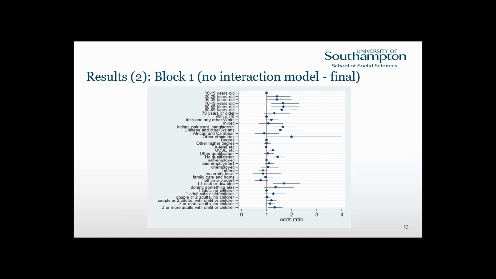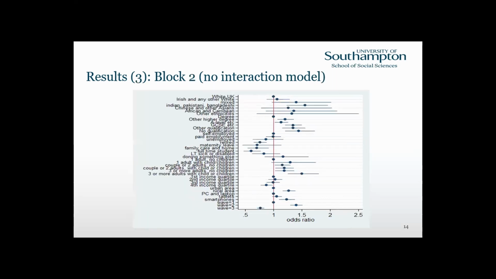Those who are of Indian, Pakistani, and Bangladeshi ethnic backgrounds have higher likelihood of straight lining than those of white ethnicity. Those who have no qualifications or only have GCSEs have higher odds of straight lining than those with a degree. Those who are retired have lower odds of straight lining than those who are self-employed. And those who are disabled have higher likelihood of straight lining when compared to self-employed people. And the last one, those in household with children and two or more adults have higher likelihood of straight lining when compared to those in single person households.